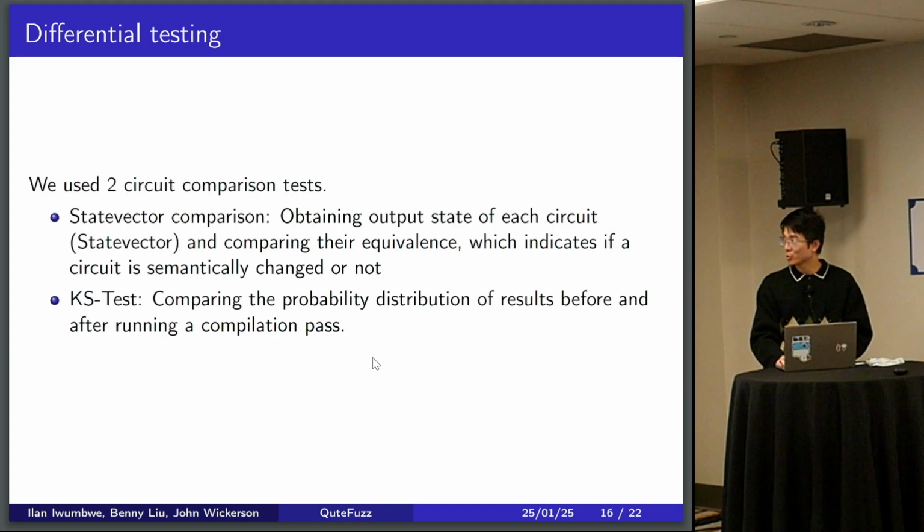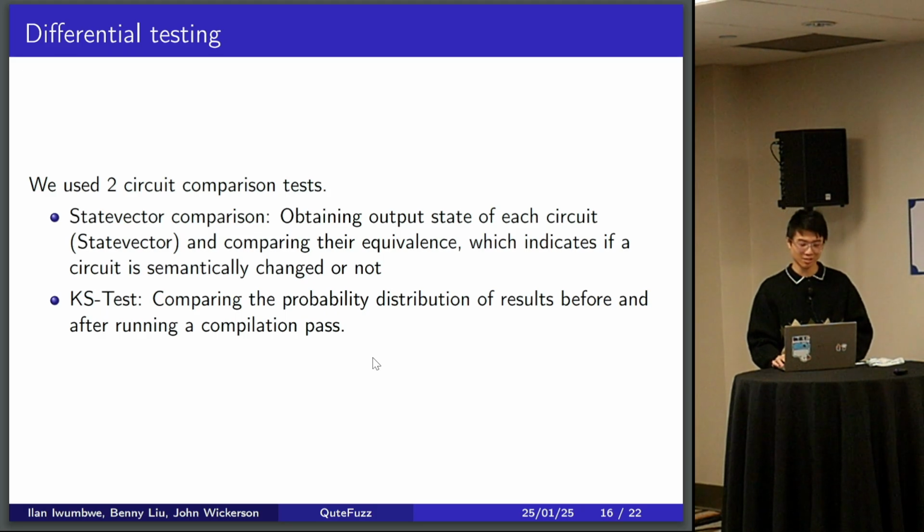So how do we do differential testing? Mainly we use two methods. One is a state vector comparison, since each quantum circuit would have an output state vector, and we just compare whether it's equivalent or not. And if it's not, then we know that something has semantically changed. And the KS test is for other cases where we don't have state vector output.